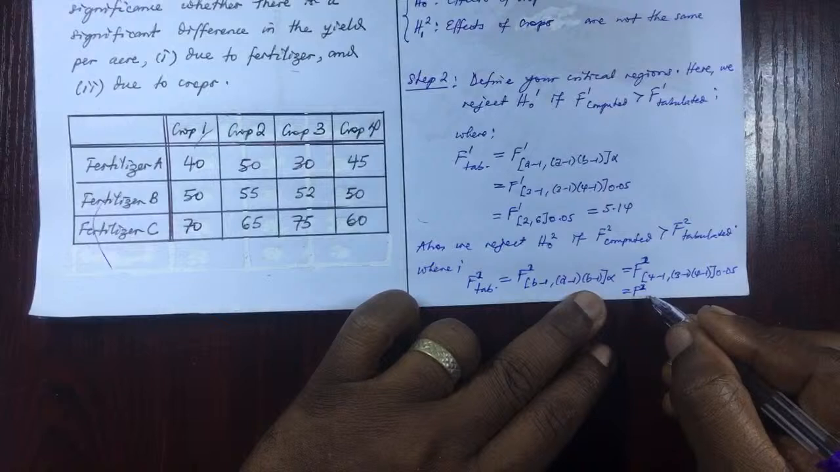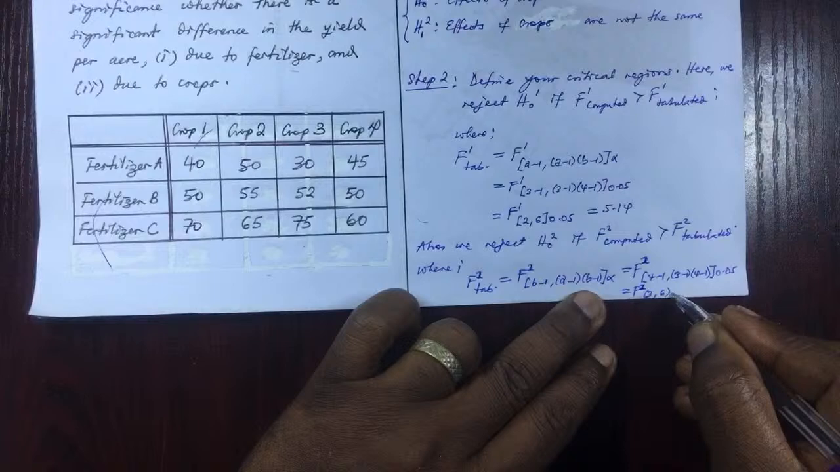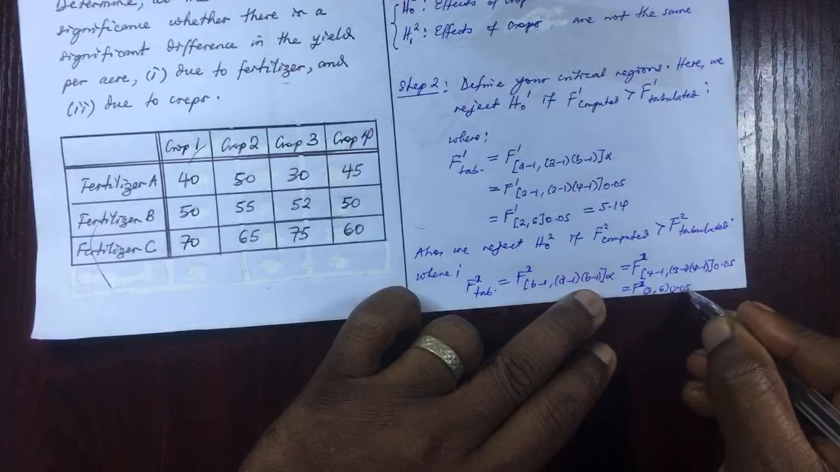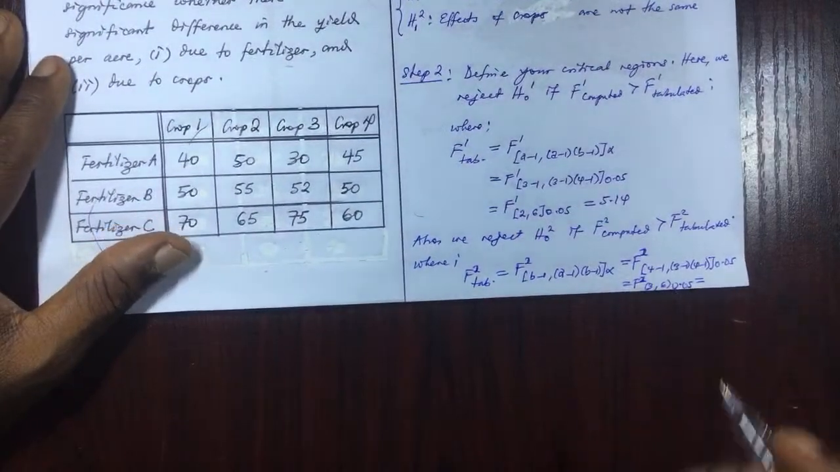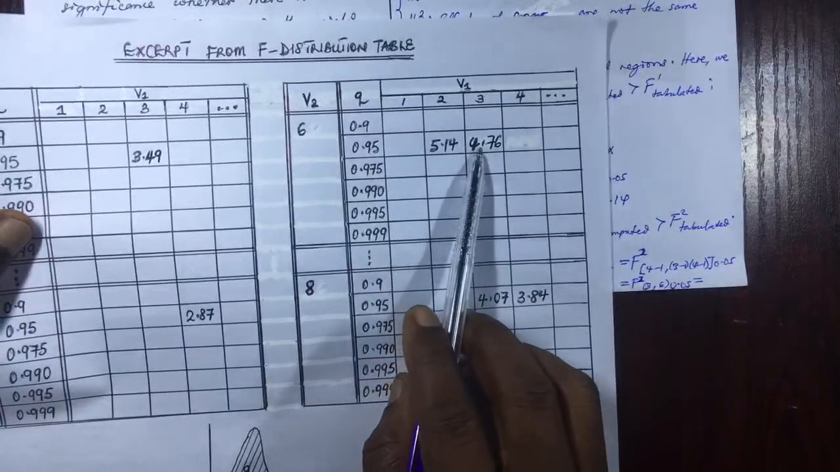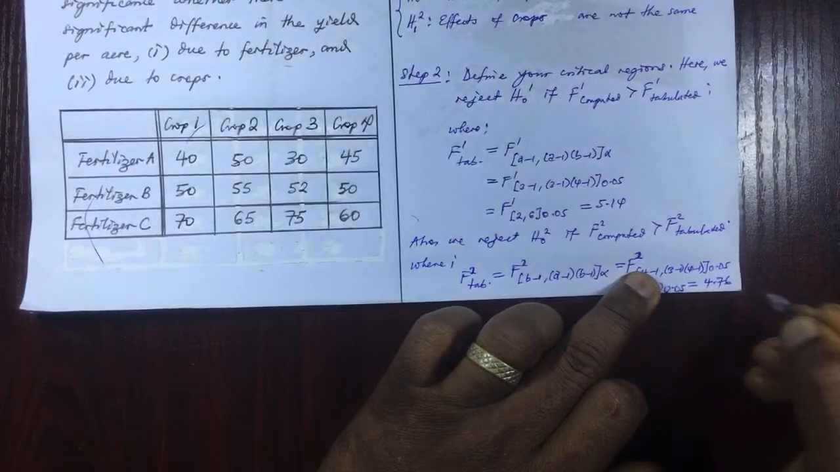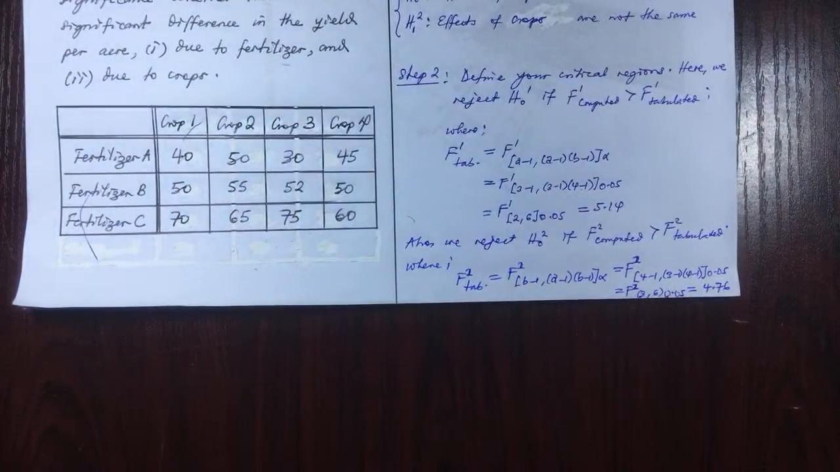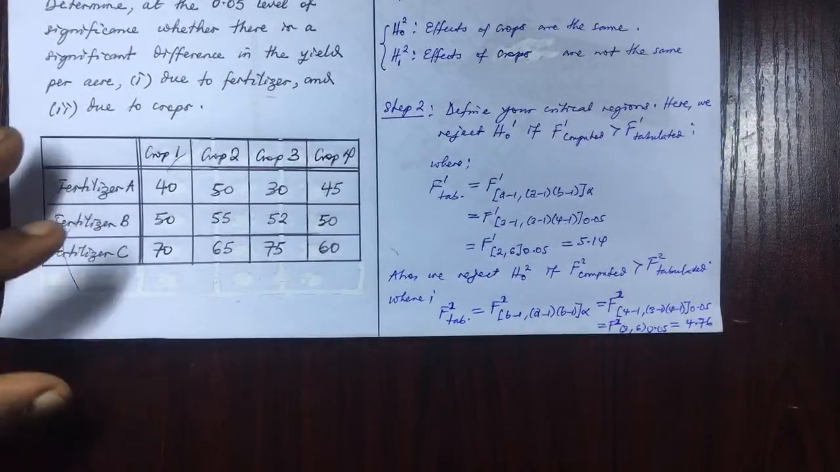So this will be F2 at 3, 6, 0.05. Okay? Now, at 0.05, 3, 6, I had already checked that value out. It will give me 4.76. So I'm going to write 4.76 here. And that concludes step 2. In step 2, what have we done? We have obtained our critical regions. So I'm now going to move over to step 3.